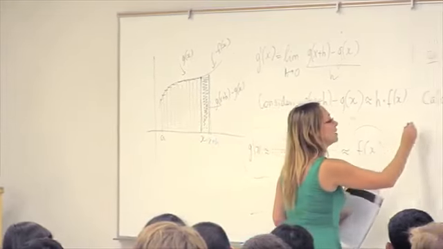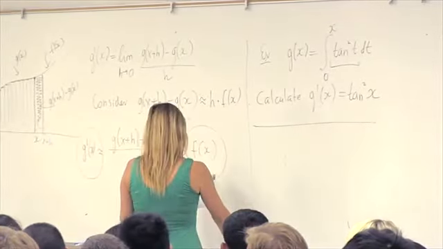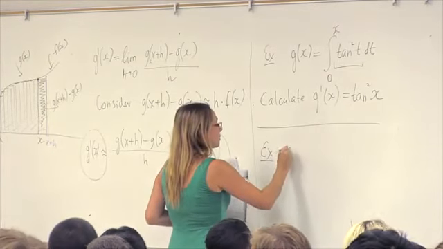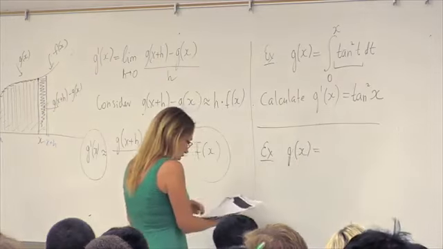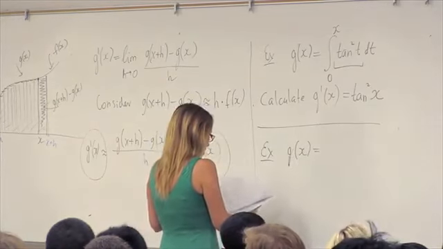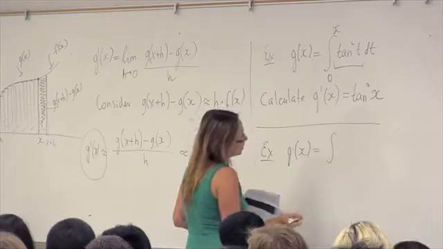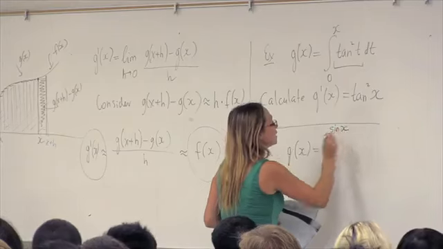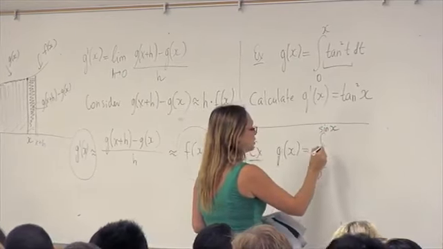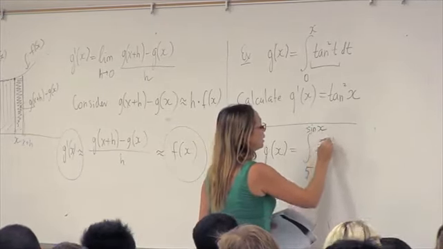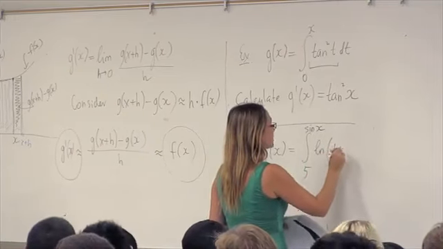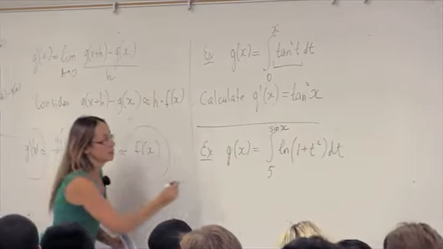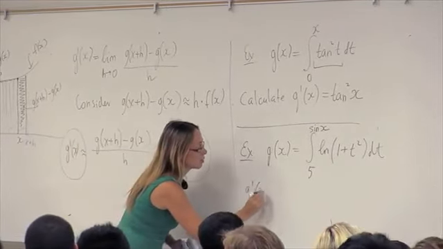Okay. Let's do another example. Suppose that g of x is given by an integral from 5 to sine x of log of 1 plus t squared dt. And we need to calculate g prime of x.